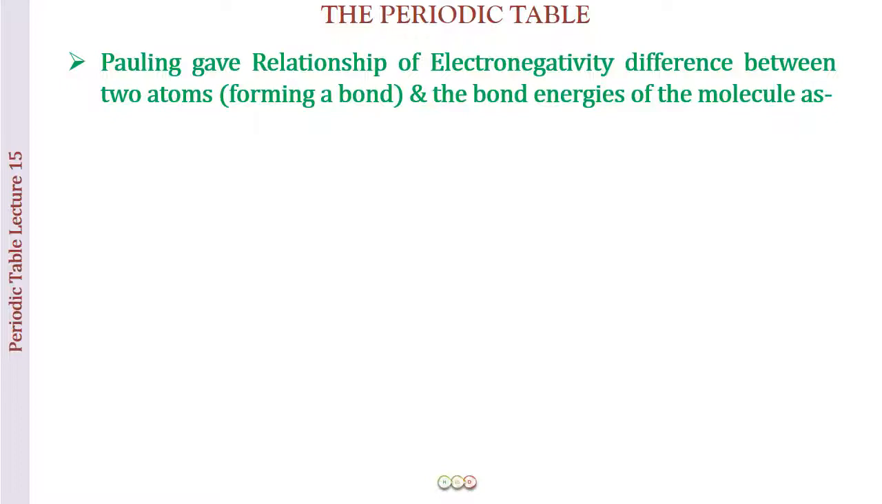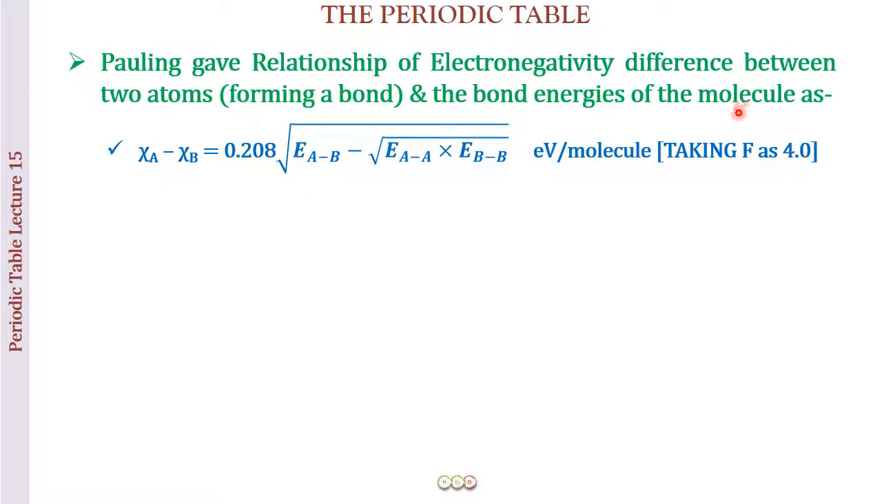What we mean is that for fluorine, for example, the electronegativity value was taken as 4. So with fluorine as 4, taking another element and calculating the value of electronegativity of it, then if that is known, calculating the second one and so on, he calculated the values of electronegativity for various elements using the bond energies of the molecule.